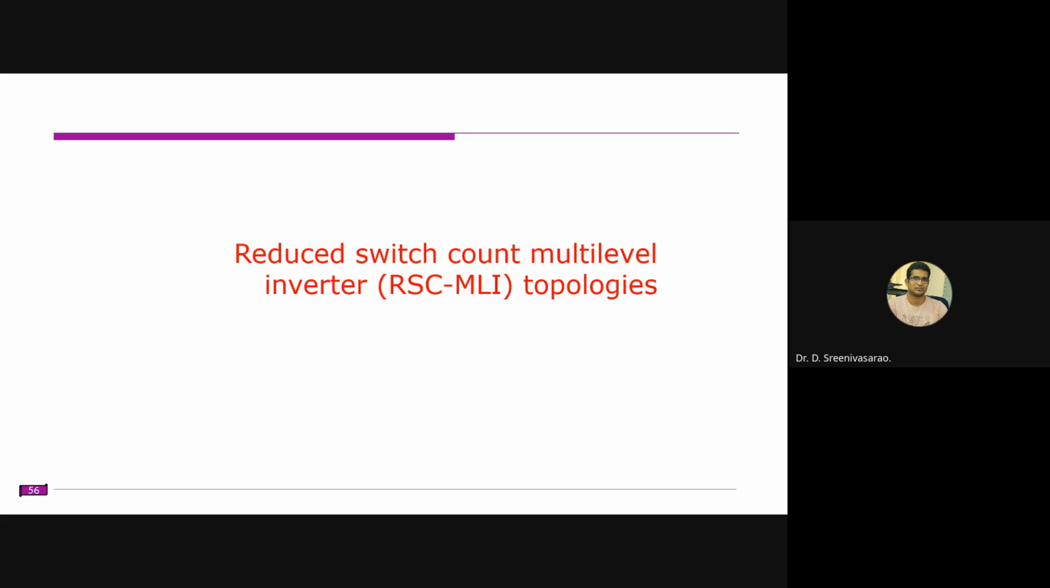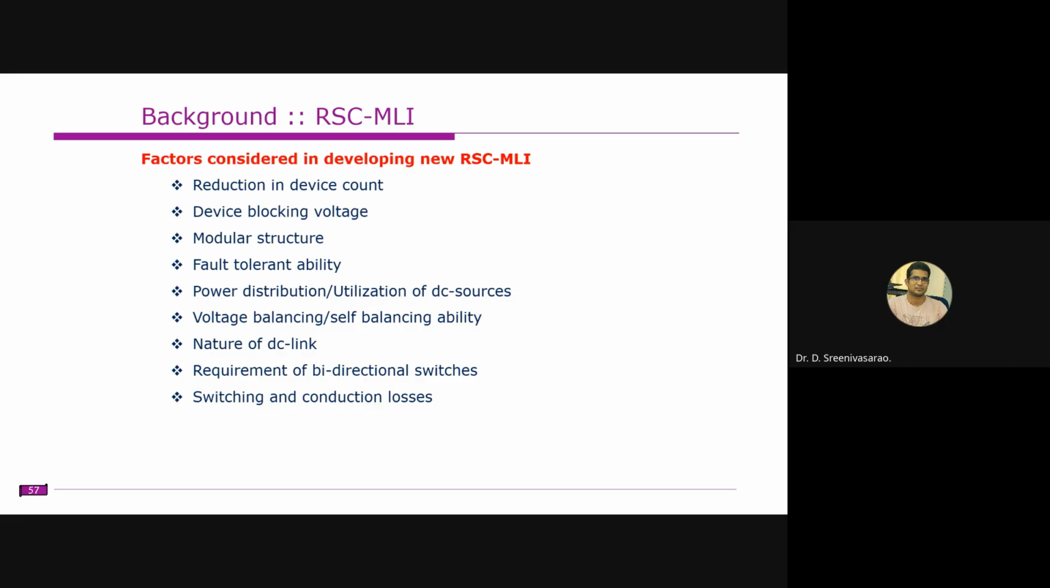So this one is known as the reduced switch count multi-level inverters. The drawback with the conventional inverters is that the number of switches is more, their complexity is more, and the blocking voltage of the individual switches is more, right? So there is a lot of research happening right now. Every day we find some new converter topologies that address some issues. One issue is that it may reduce the device count, or reduce the blocking voltage, or increase the modularity, or be more fault tolerant.